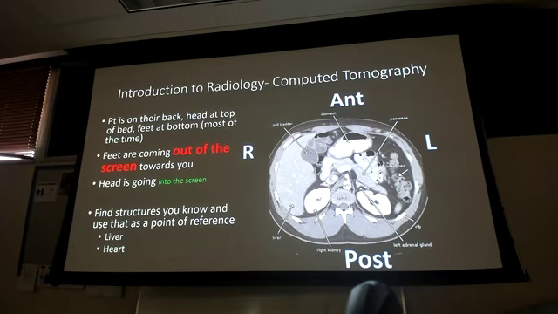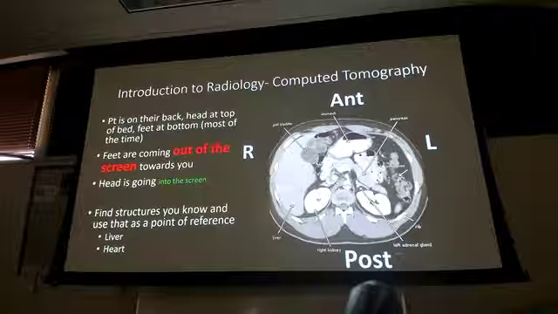Now, this goes with X-ray too. We haven't really talked about it yet. But, so for CT, the patient lies on their back, head at the top of the bed, feet at the bottom most of the time. Patient positioning depends on the patient. But the biggest thing is when you're looking at this, the feet are coming onto the screen towards you and the head is going into the screen, okay?